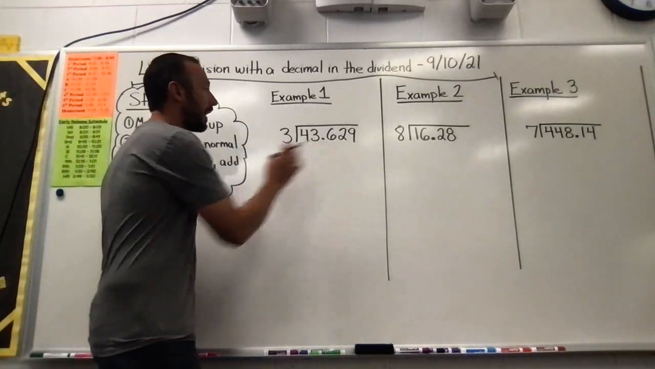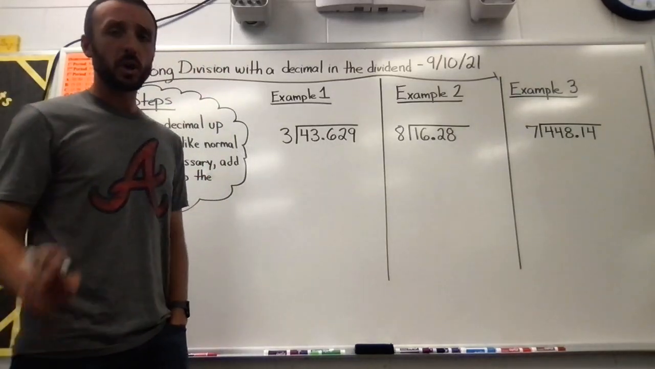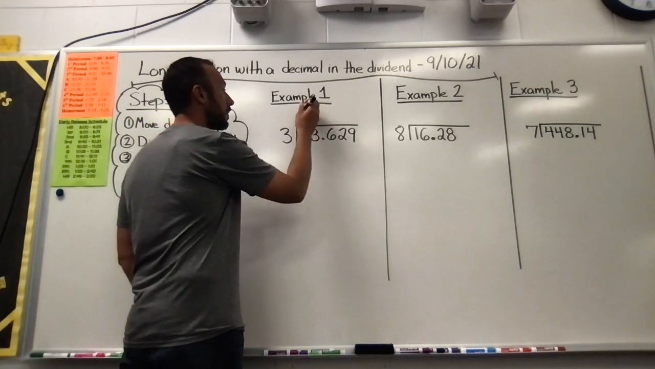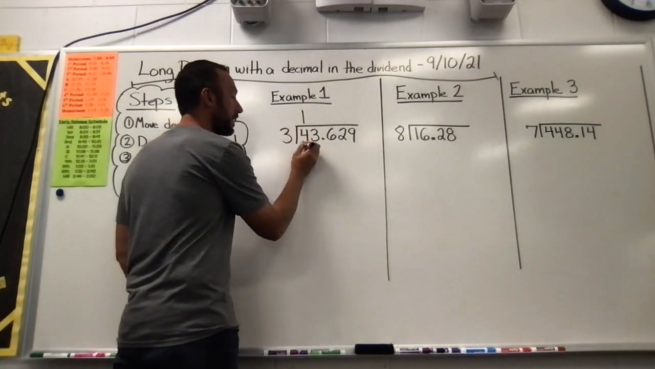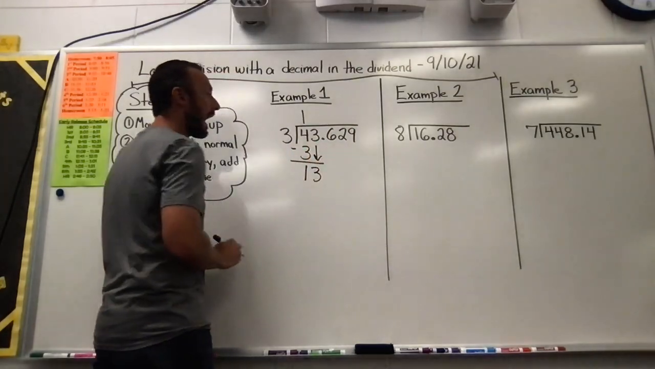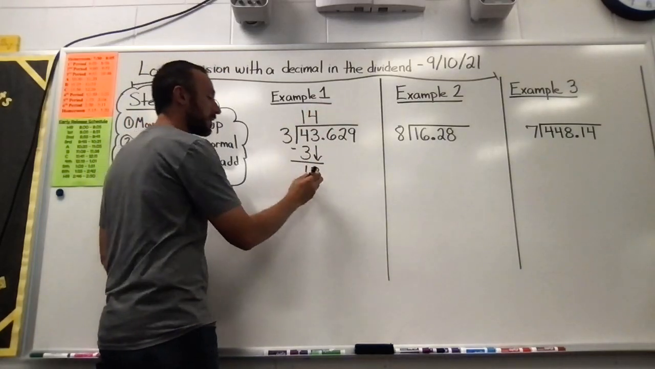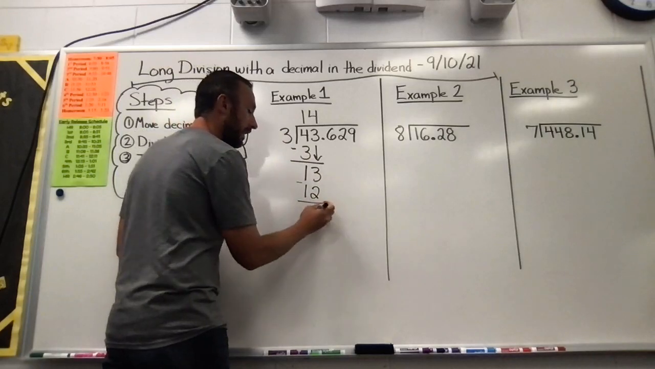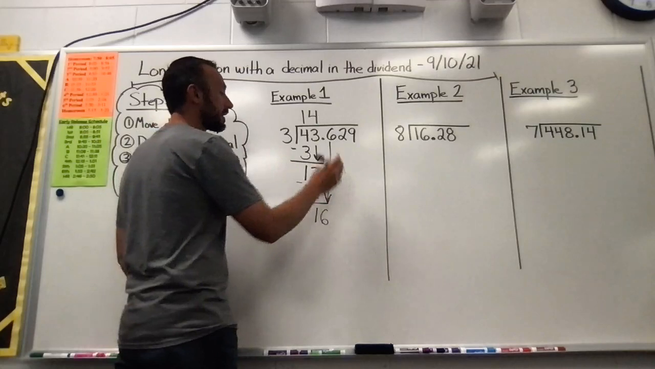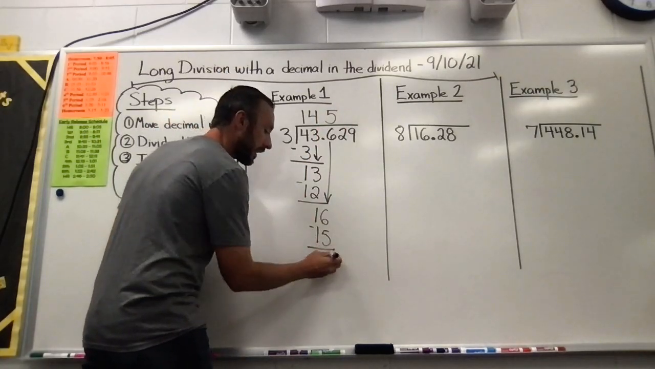So let's look at example one. We have 43 and 629 thousandths divided by 3. And we're just going to go one step at a time. Can 3 go into 4? Yes. How many times? 1. 1 times 3 is 3. I subtract, I get 1. Bring down my 3. How many times does 3 go into 13? 4 times. 4 times 3 is 12. I subtract, I get 1. Bring down my next number. Bring down my 6. 3 goes into 6 5 times. That's 15. I subtract, I get 1.